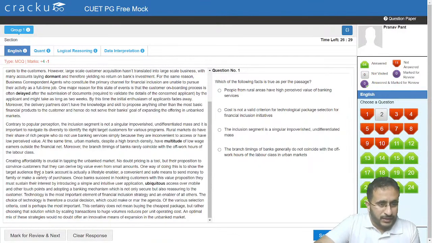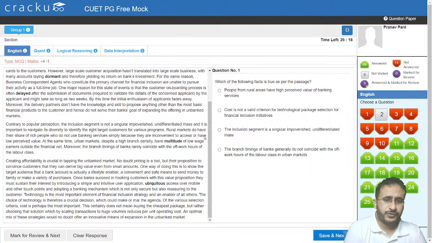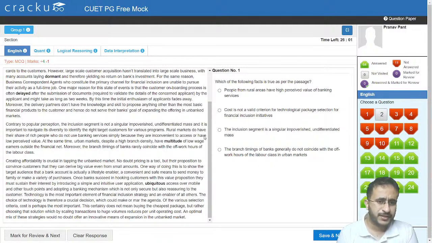Okay. Creating affordability is crucial in tapping the unbanked market. No doubt, pricing is a tool, but the proposition must convince customers that they can derive big value even from small amounts. One way of doing this is to show the target audience that a bank account is actually a lifestyle enabler, a convenient and safe means to send money to family or make a variety of purchases. Once banks succeed in hooking customers with this value proposition, they must sustain their interest by introducing a simple and intuitive user application, ubiquitous access over mobile and other touch points, and adopting a banking. I think this is a fairly old passage because nowadays you have mobile applications and ease of access.